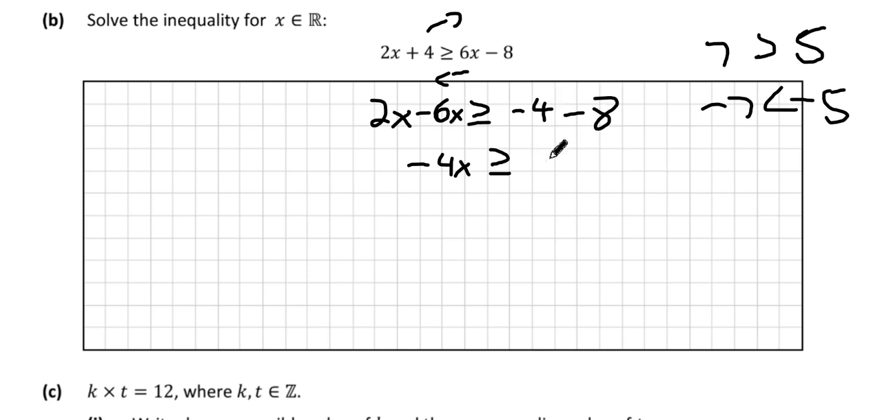Minus 4 minus a. Magic wand both sides. 4x less than or equal to 12. See the way I had to reverse it? And then the answer is divide by 4. x less than or equal to 3. And you get that?